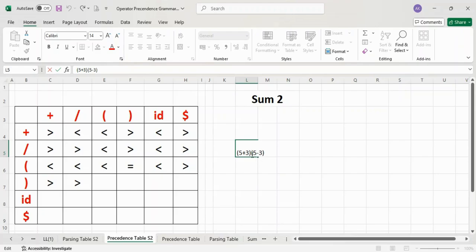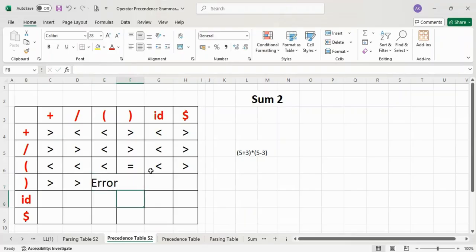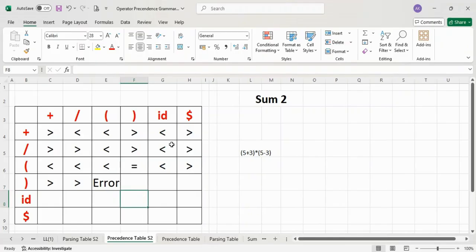I cannot see a closing bracket followed immediately by an opening bracket. A closing bracket and an opening bracket should be separated by some mathematical operator. Hence, when a closing bracket is compared to an opening bracket, you give an error sign over here. You can simply write error or you can write E. Now, closing and closing, you put a greater than sign.